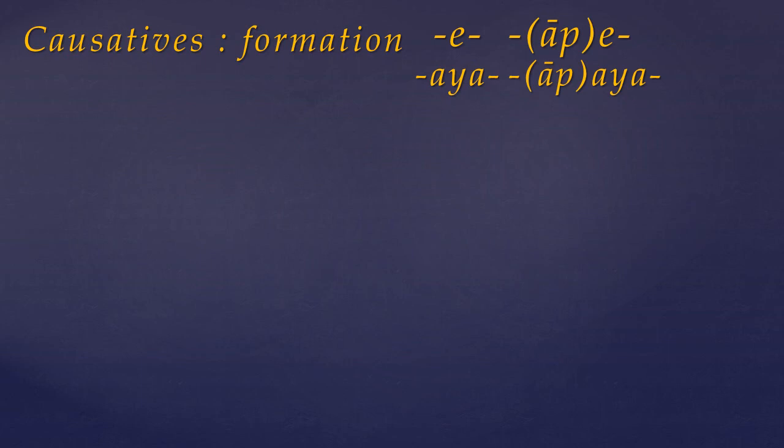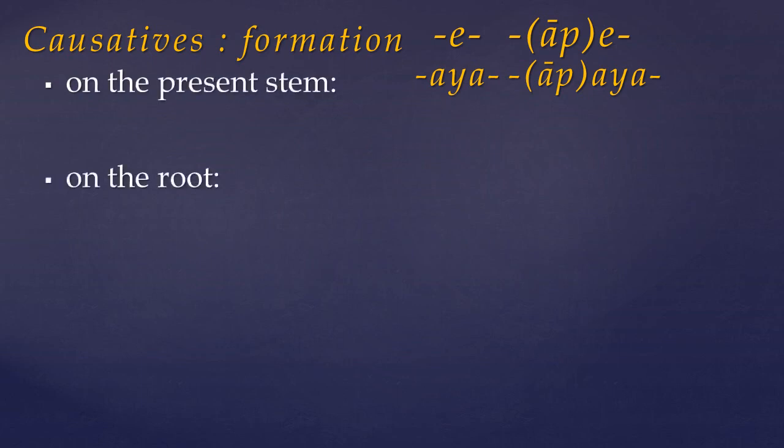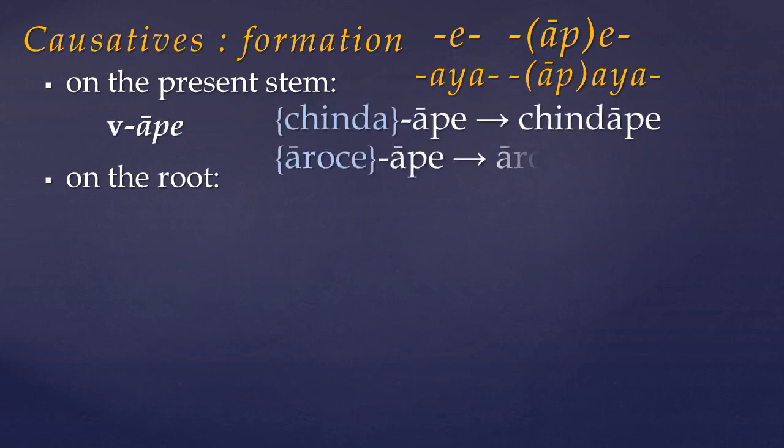Now, in Pali, the causative verb is marked by the infix e or aya, and these sometimes take a prefix of p. The aya and paya forms are the most common, with the e variants mainly found in poetry. And these infixes can be added to the present stem, but more frequently to the verbal root. If added to the present stem, we drop the final vowel of the stem, and although they can take any of the endings, the most common is paye.